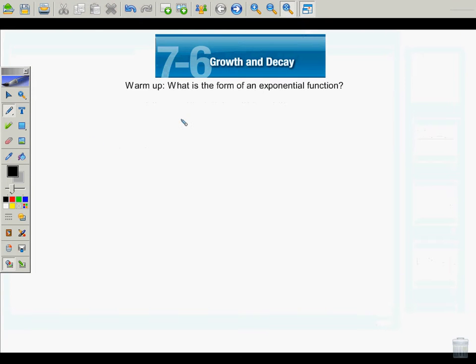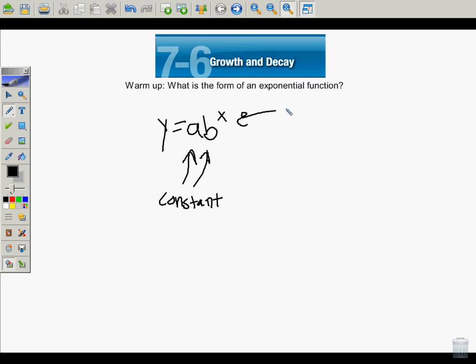For this lesson, we're going to be talking about growth and decay. And these are both exponential functions, so for our warm-up, we want to talk about what is the form of an exponential function. If you remember from the last lesson, we said an exponential function was in the form y equals ab raised to the x, where a and b are both constants, which means they're just numbers, and our variable is going to be in the exponent, which is why we call this an exponential function.